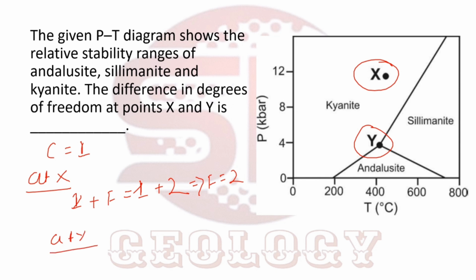At Y, it is the triple point or the invariant point where all the three phases coexist. So 3 plus F equal to 1 plus 2, component is always 1. So F will be 0. So at Y, F is 0, at X, F is 2. So the difference will be 2. Answer will be 2.